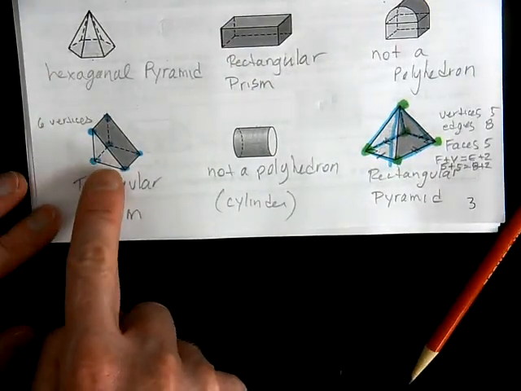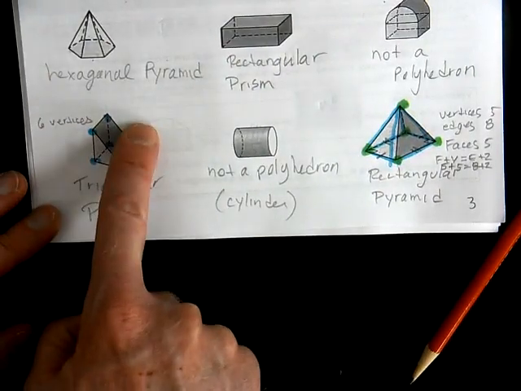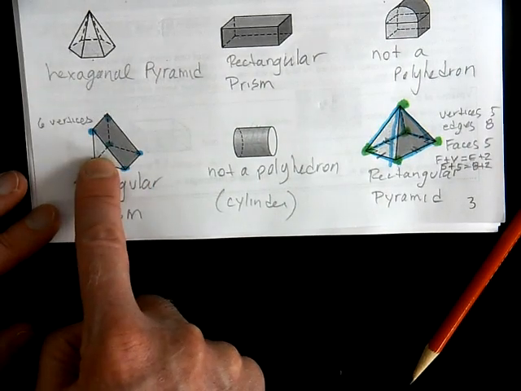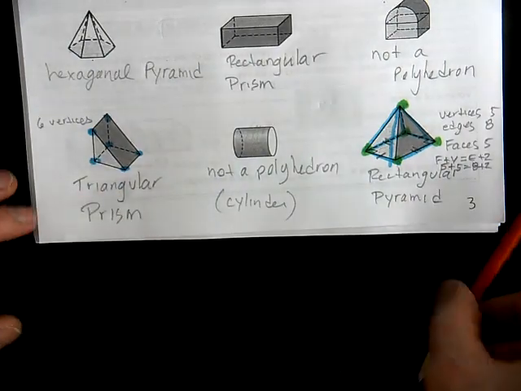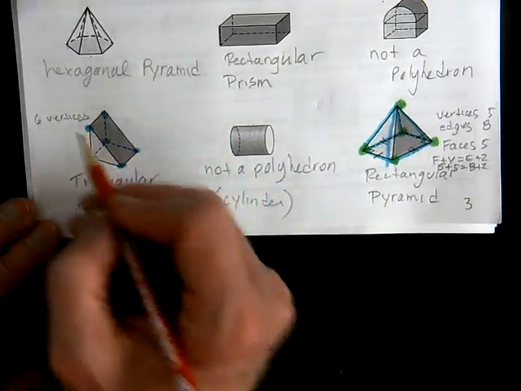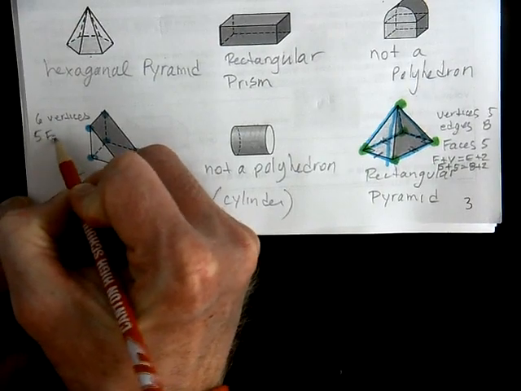And we have a front and a back. That makes 2. Plus the 3 rectangles. So that's 5 faces.